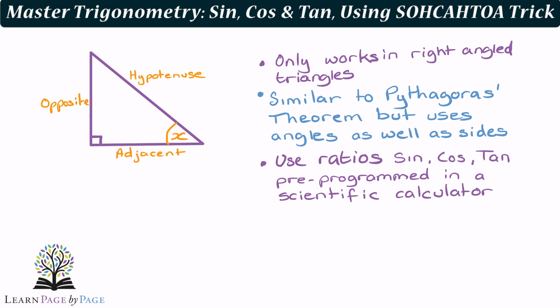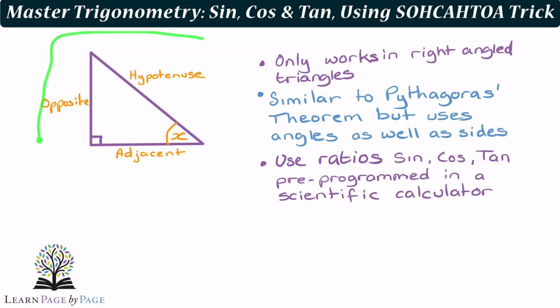What trigonometry uses is ratios. The ratios are sin, cos and tan. You don't need to know the details of those, as it's all pre-programmed in a scientific calculator. But what you do need to know are the names of the sides.